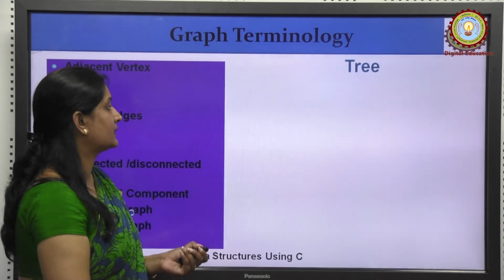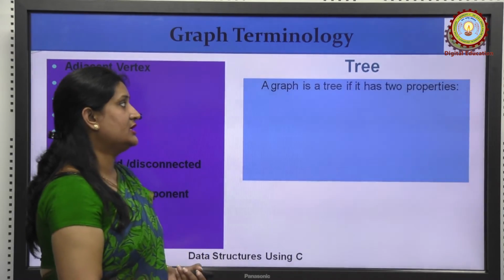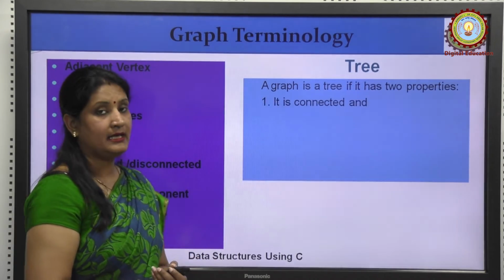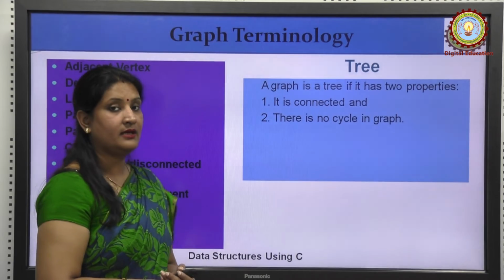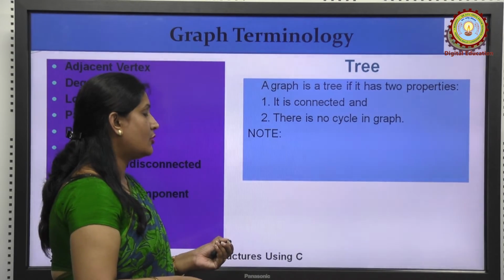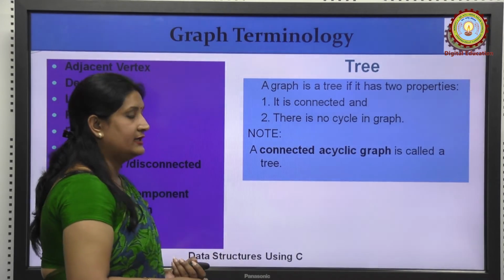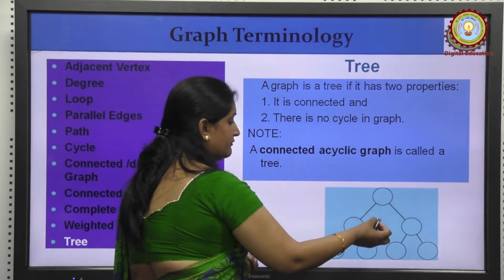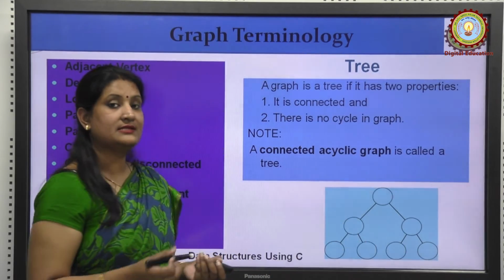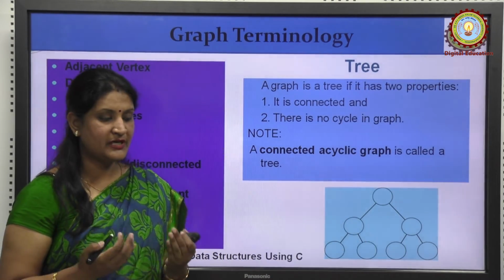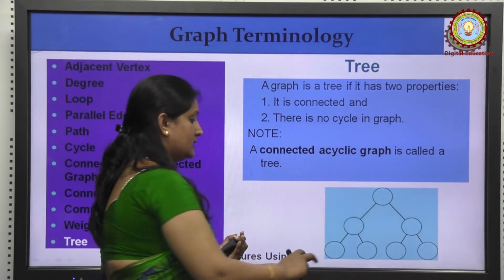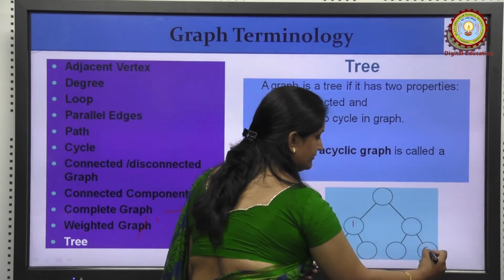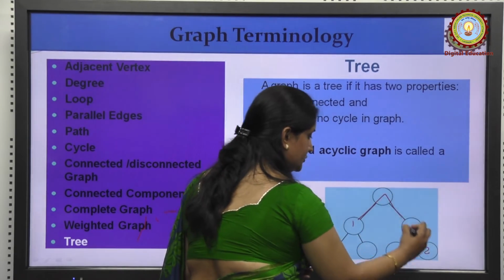Next is tree. A graph is a tree if it has two properties. First, it is connected, and second, there is no cycle in the graph. It is also called a connected acyclic graph. There is a unique path between two vertices because it is a minimally connected graph. It is a special form of the graph in which there is a unique path from vertex 1 to 2. Suppose you have to visit this vertex from this vertex, then there is only a unique path.